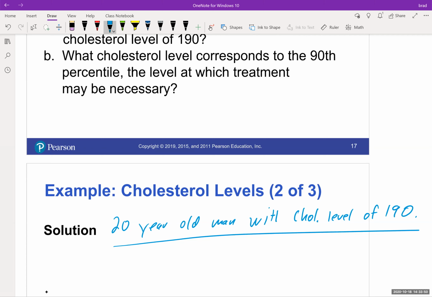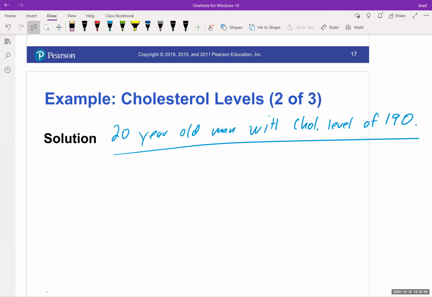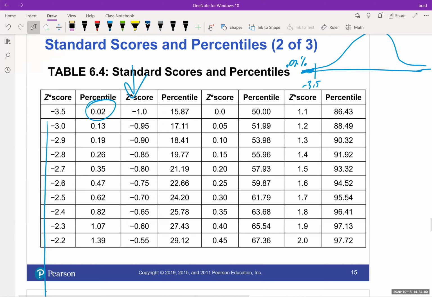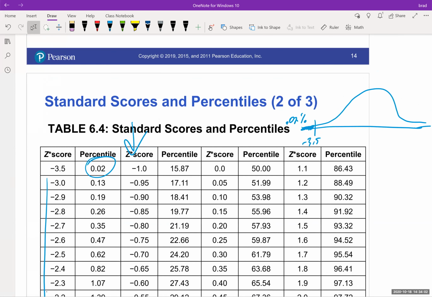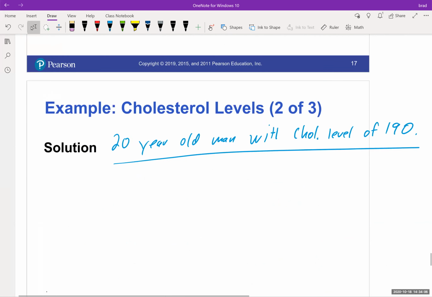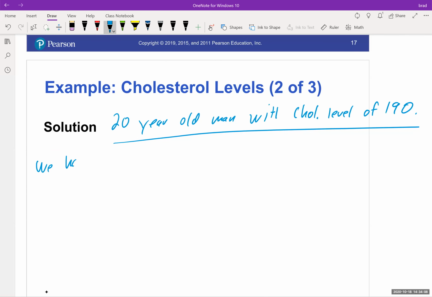So what I'm going to do is, they want to know the Z-score for this basically. So I have to create a Z-score and then find the percentile of that Z-score. Because this table doesn't have 190 cholesterol, this only has Z-scores, we have to standardize this. We have to convert it. So we have to standardize 190, okay? We have to make 190 into a Z-score.